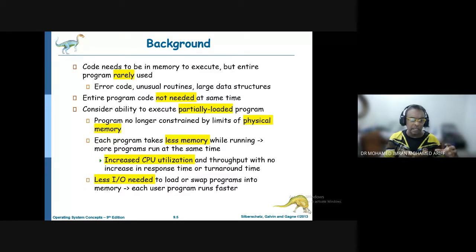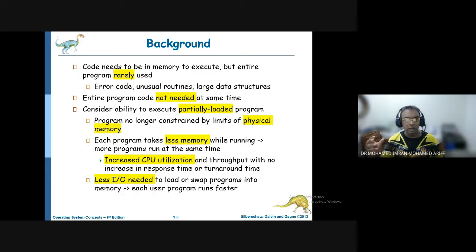So basically, the CPU is able to execute a partially loaded program. It is always loading a partially loaded program, because not all codes, not all files are needed to execute a particular program. Each program is bounded by its limit on the physical memory. So where is the physical memory? The physical memory is inside the RAM. Because the RAM size is not so big, each program, each process that needs to be executed needs to be stored inside here.